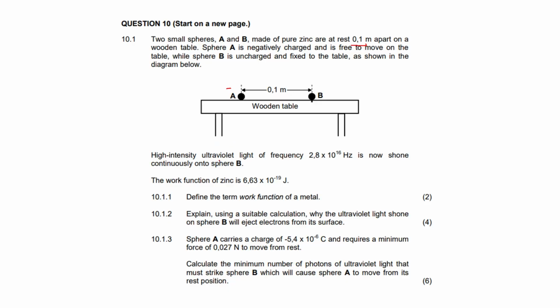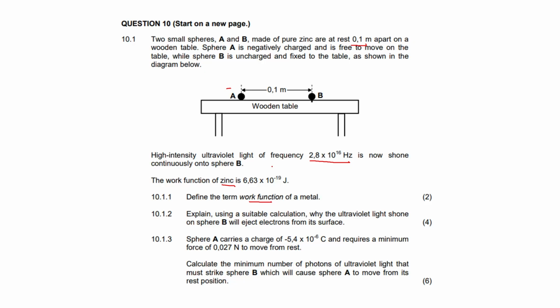High intensity ultraviolet light of frequency 2,8 times 10 to the power of 16 Hz is now shown continuously onto sphere B. The work function of zinc is 6,63 times 10 to the power of negative 19 joules. 10.1.1. Define the term work function of a metal. So, work function is the minimum energy that can eject electrons from a metal.